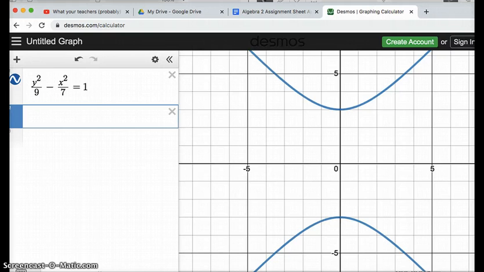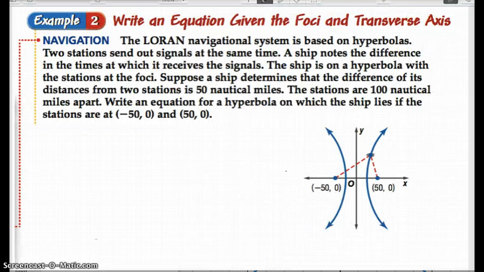All right, let's go ahead and look at another example. In example 2, we're going to write an equation given the foci and the transverse axis. The Loran navigational system is based on hyperbolas. Two stations send out signals at the same time. A ship notes the difference in the times at which it receives the signals. The ship is on a hyperbola with the stations at the foci. Suppose a ship determines that the difference of its distances from the two stations is 50 nautical miles. The stations are 100 nautical miles apart.